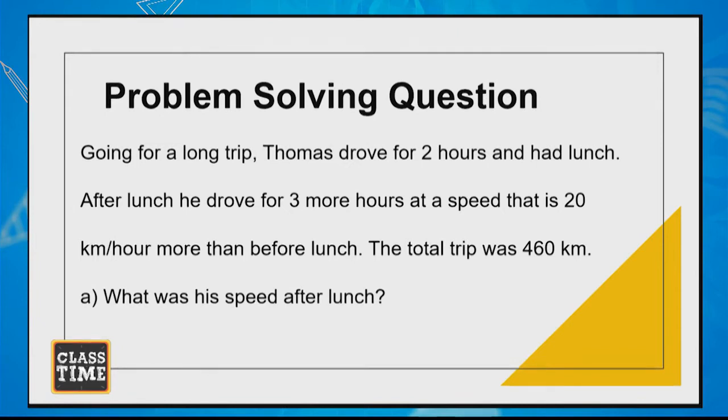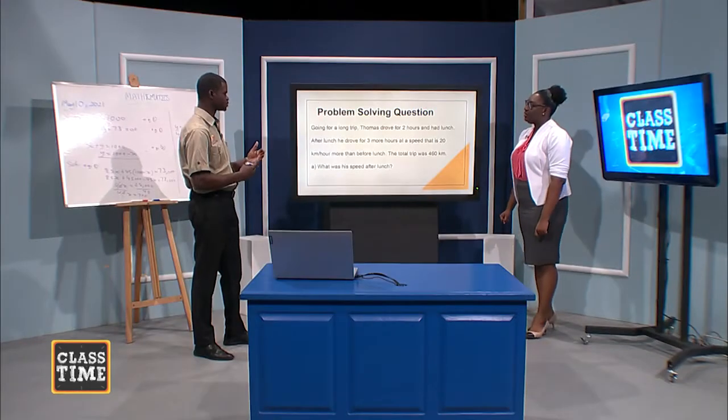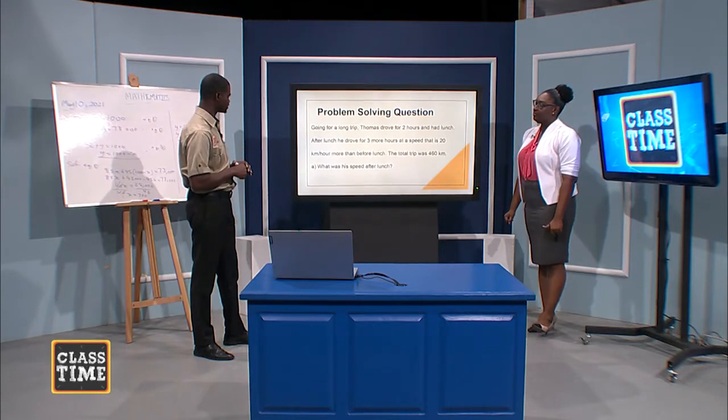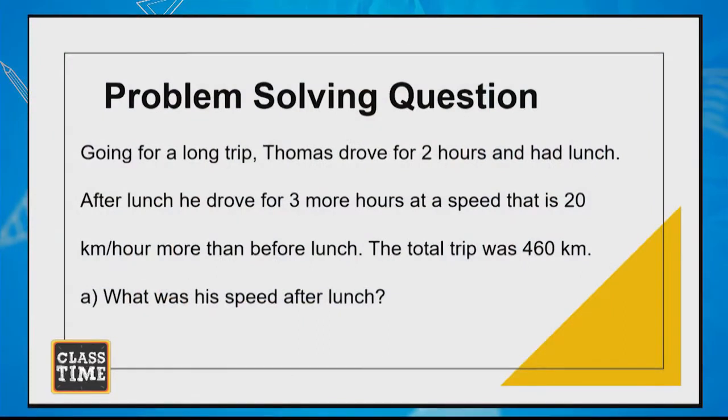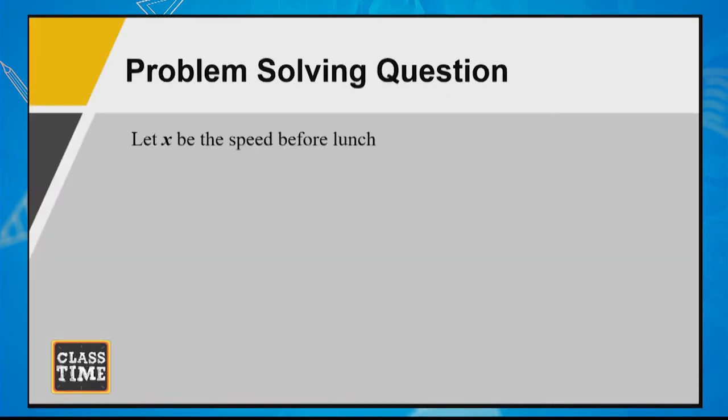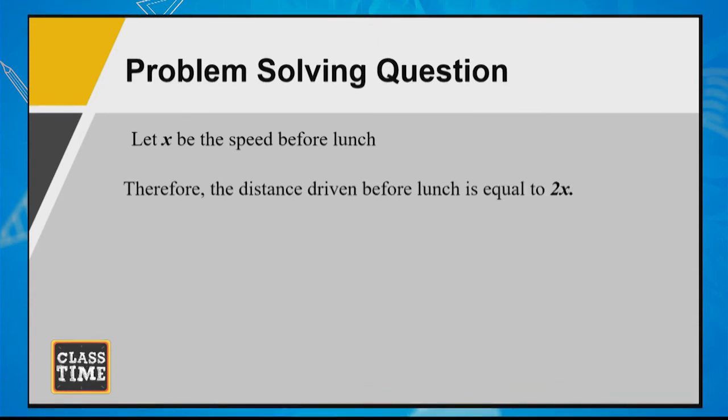All right, let us dissect it. We have read through a number of times and picked out our important information, so we are ready now to put a strategy in place. Let's take a look. We're going to let x be the speed before lunch. So the distance driven before lunch is equal to 2x.